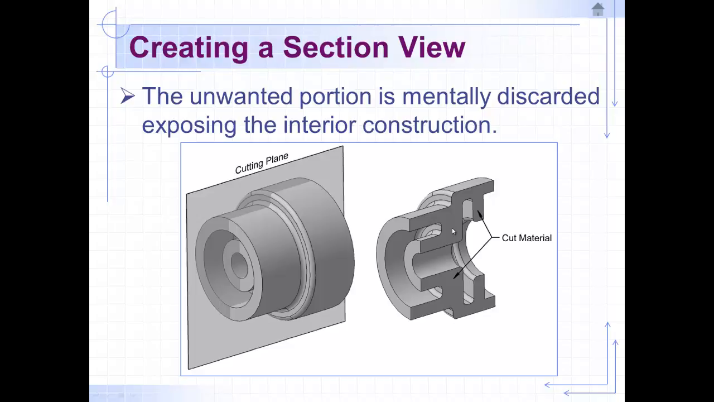The problem is that if I keep it in this view, everything on the inside is going to be in hidden view, so I can't really dimension it. But notice now that everything that was hidden over here got exposed. All the hidden lines that show the details on the inside are now visible lines, so technically I can dimension them without breaking any of the rules we learned last time.